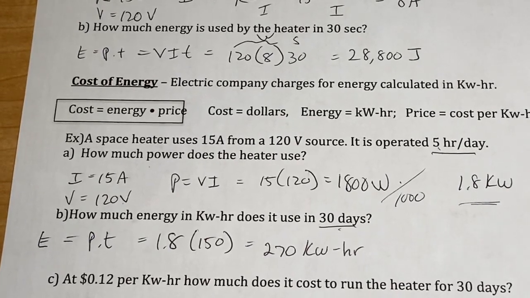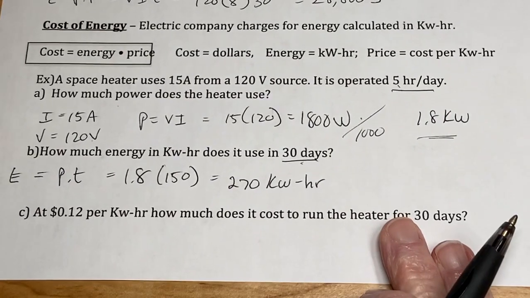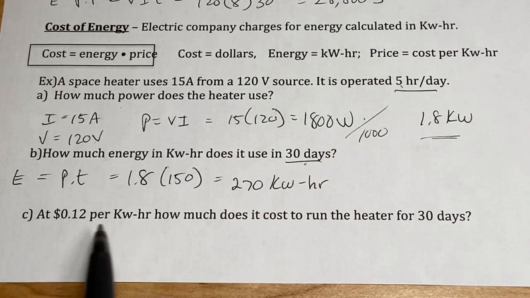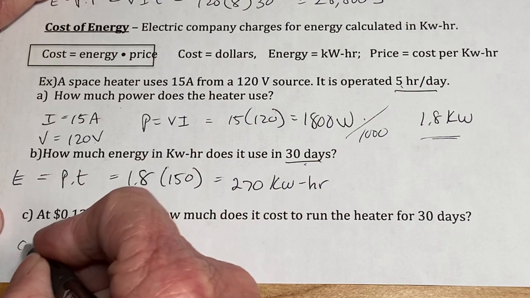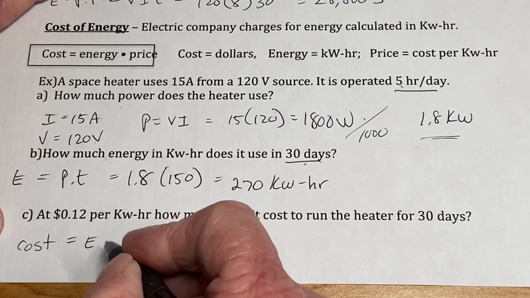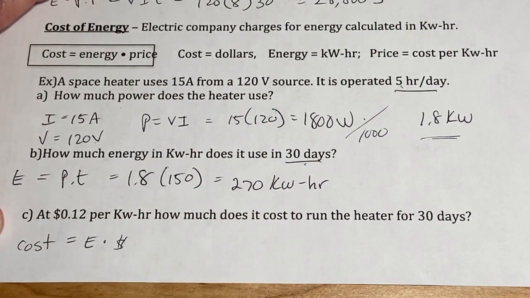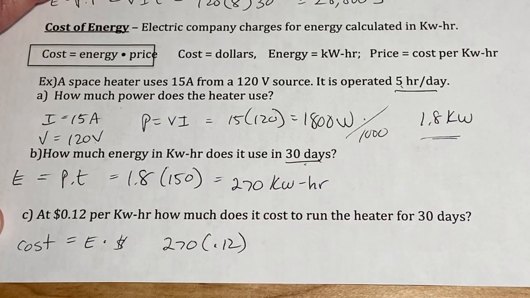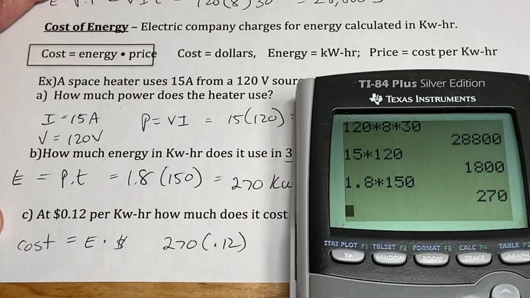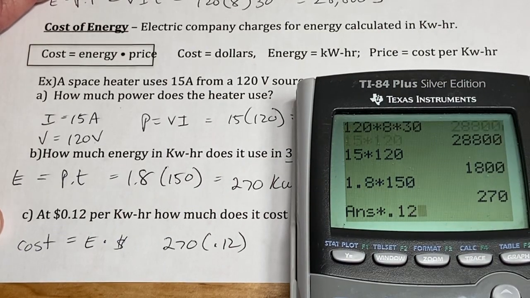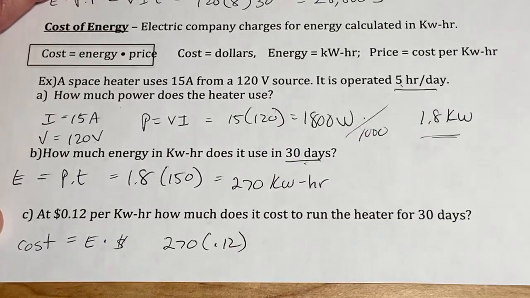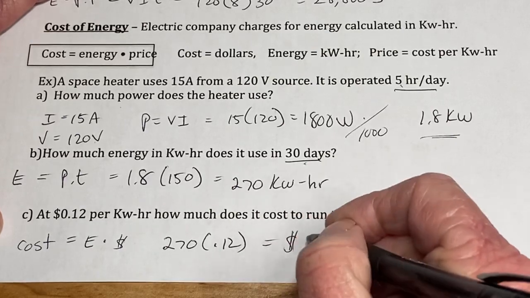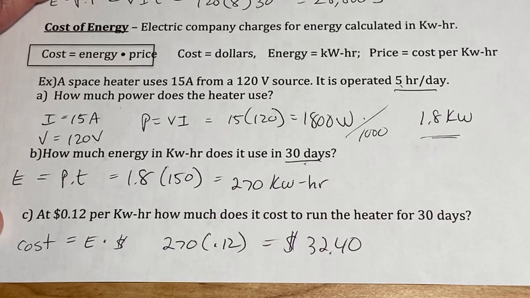My bad. All right, so the last one, this is how we do the cost. At 12 cents per kilowatt hour, how much does it cost to run the heater? Well, cost equals energy times price. So it's 270 times 12 cents. All right, so I'm just going to hit times 0.12, and I get $32.40. So when it's money, write it out just like money.